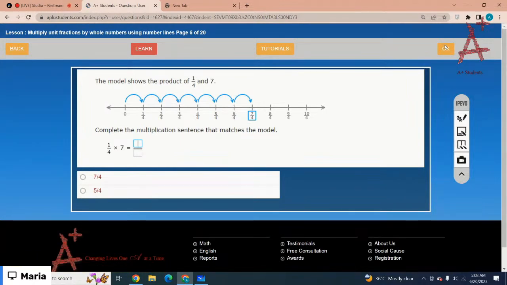Okay, the model shows the product of 1 by 4 and 7. Complete the multiplication sentence that matches the model. So which is the correct option?